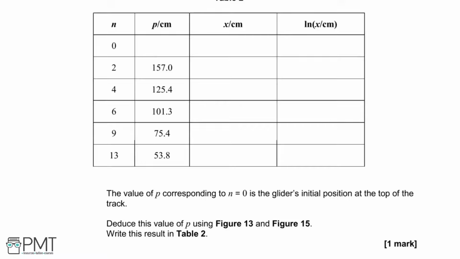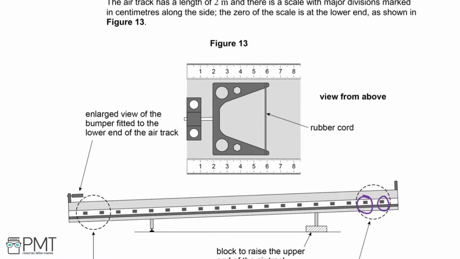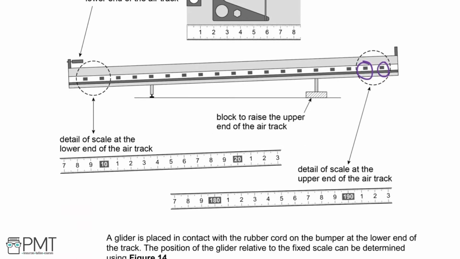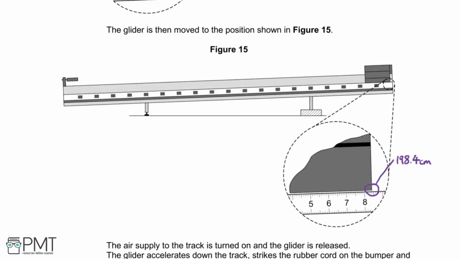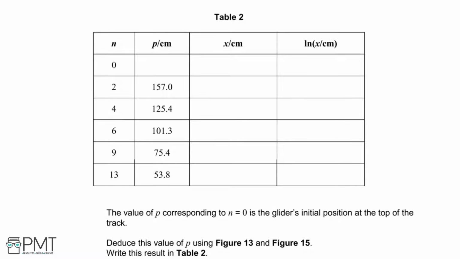So if we go back to figure 13 and figure 15, so first of all on figure 13, we can see that the detail of scale at the upper end of the track is that the top end is going to be 190 centimeters. So we're going to combine that with our findings from figure 15. And as we said before, that position is going to be at 198.4 centimeters. So the value of P at n equals 0 is going to be 198.4 centimeters, and this is the only value that you can obtain. There's no range within which the value could fall. It has to be 198.4 centimeters.